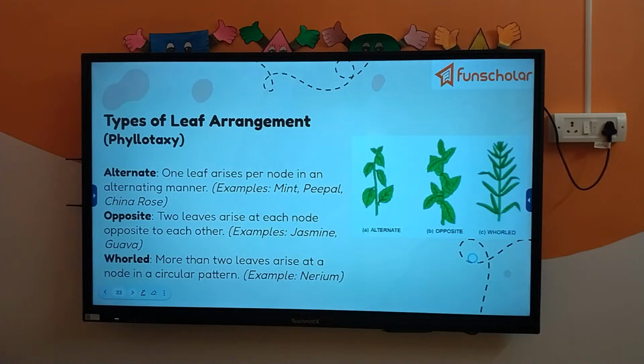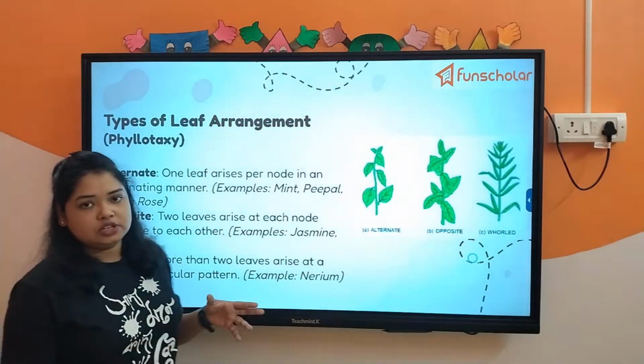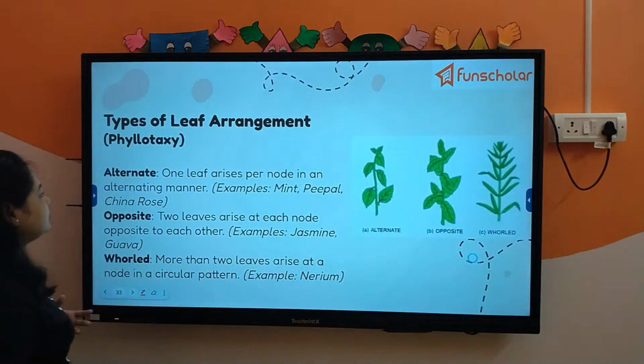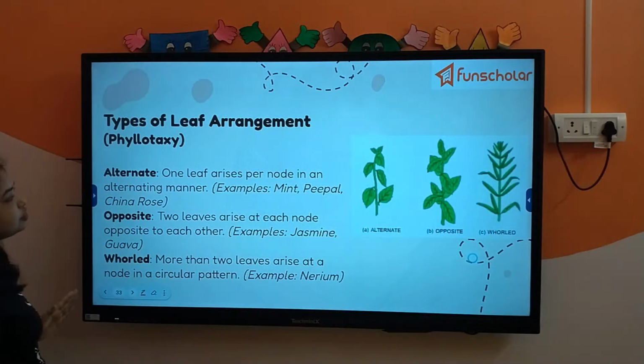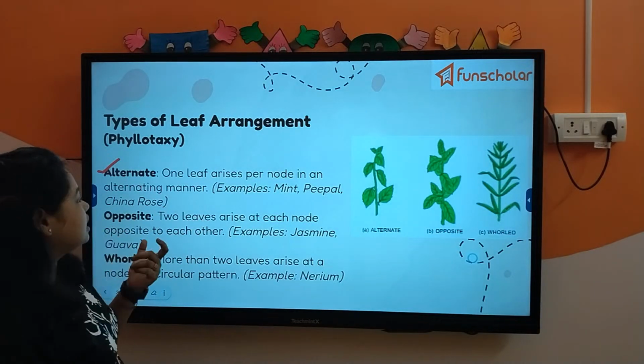Now types of leaf arrangement, which is also known as phyllotaxy. How the leaves will be arranged around the stalk, that is known as phyllotaxy. The main types of phyllotaxy are given here. First one is the alternate. Alternate means one leaf arises per node in an alternate manner.